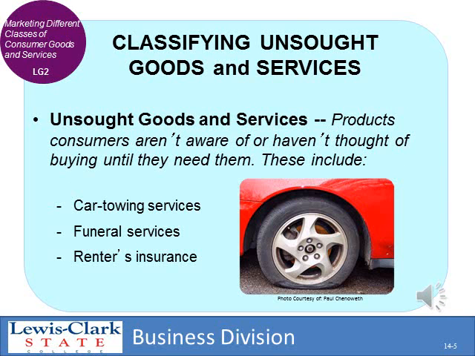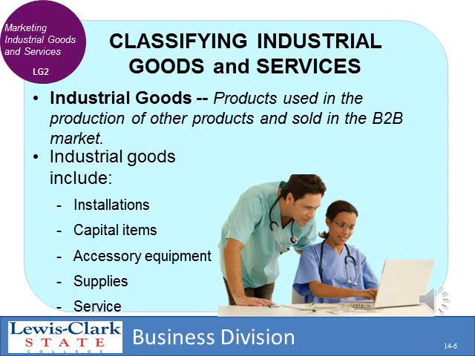And still another category are unsought goods and services, and these are products that we don't know we need until you need them. And of course, some examples given to you here are funeral services, car towing services, flat tire repair, that sort of thing. So that's another category of goods and services. And still another category of goods and services would be industrial goods. Industrial goods are things specifically marketed in the business-to-business market.